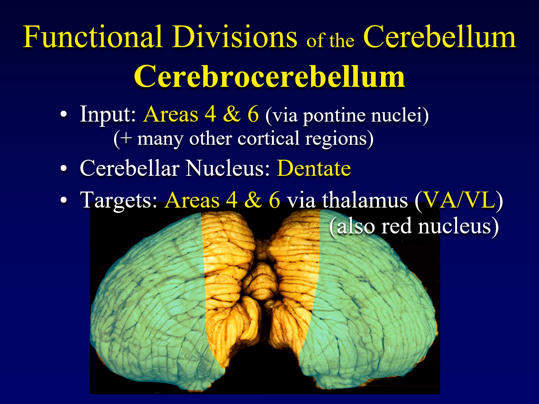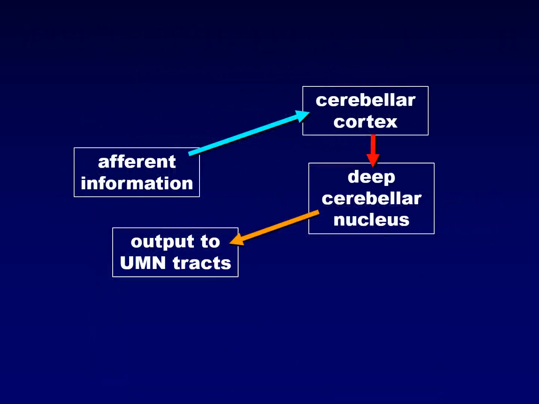And I'm going to make a little quick note of red nucleus now, and we're going to show how that fits in. You guys know there's not really much of a rubrospinal tract in human beings. So here's that basic pattern again. Information into cortex, out through one of the deep cerebellar nuclei, back to upper motor neuron pathways.